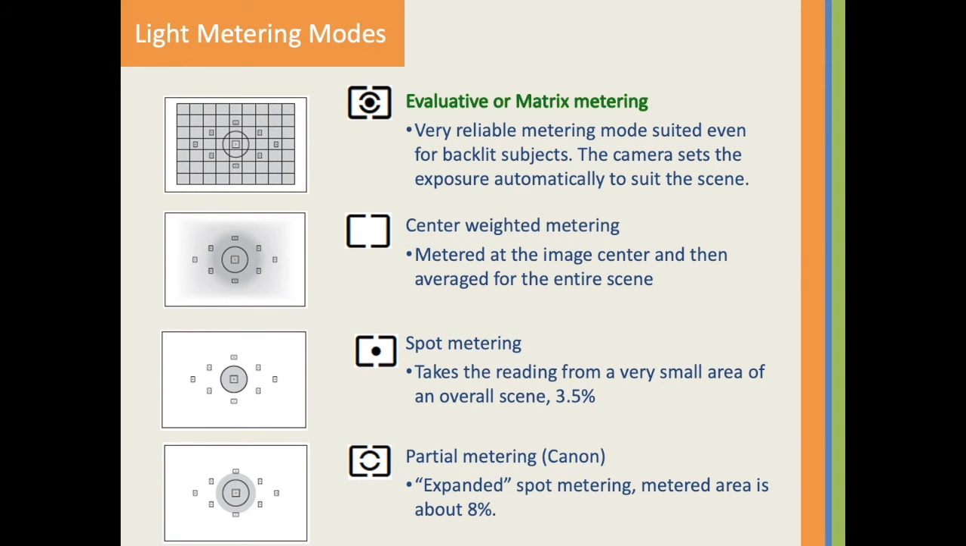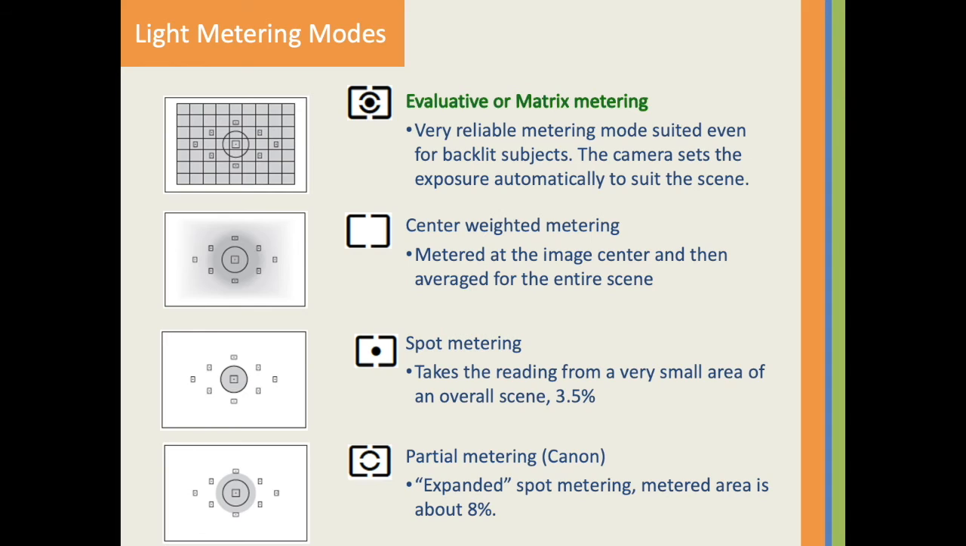So there are 3 light metering modes available. The first one is the evaluative metering. Evaluative metering is the default metering on most cameras, and I would say that it has a 90% accuracy. It works on most scenes and even some backlit scenes. So you should use this mode for most of your photographs from landscape to portrait photography.